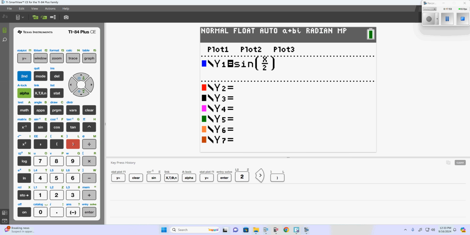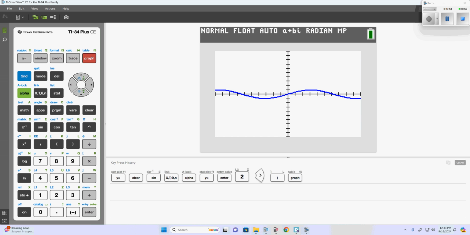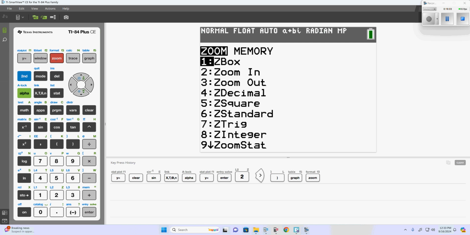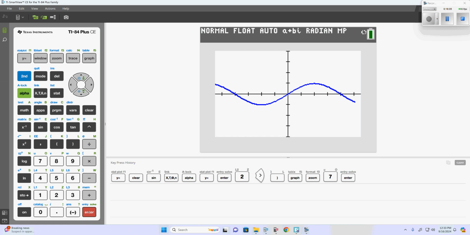So the function they gave us is sine of x over 2, yes? Graph. Zoom 7. Okay, so it's thinking at the moment. Yeah, I might have locked it up.